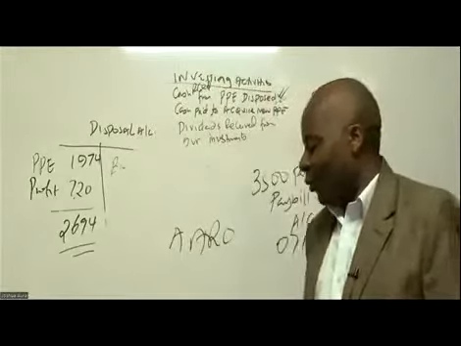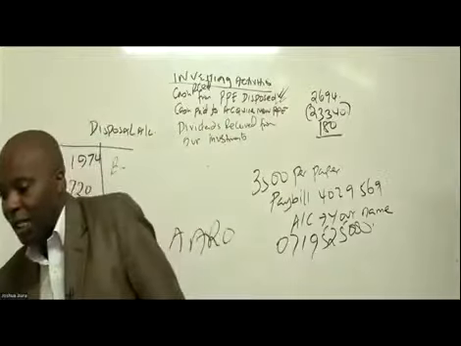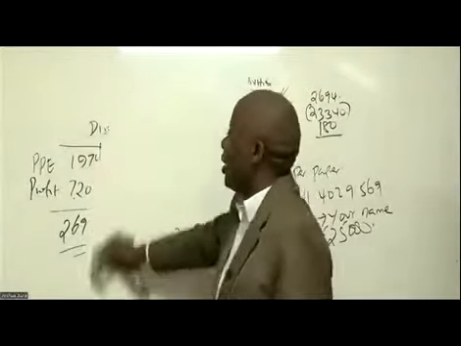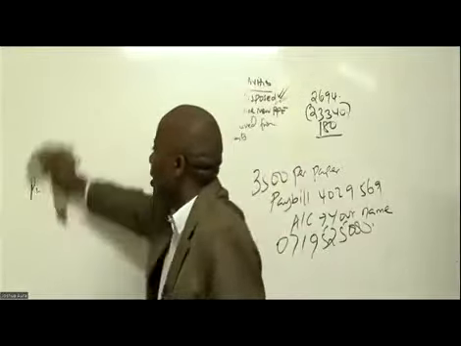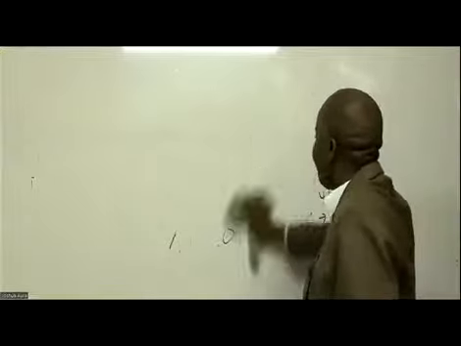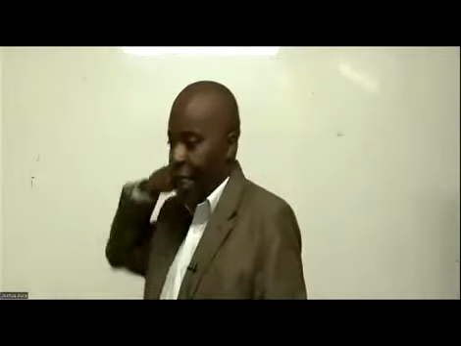What I need for forward contracts are two things. I'll not take more than a minute to do this, because for forward contracts I need two things. I need the exchange rate, and number two, I need the amount. So I need the exchange rate and the amount.